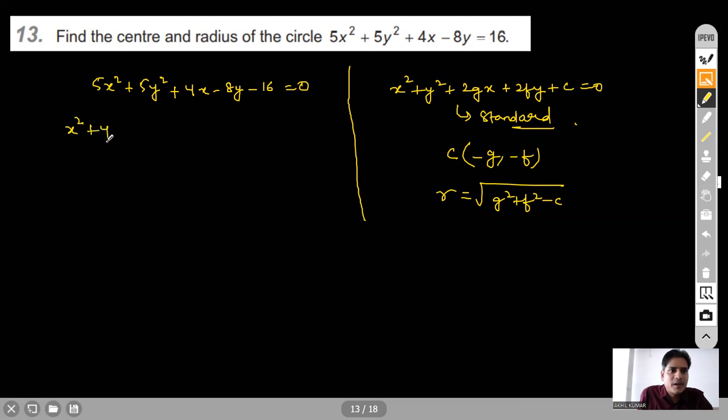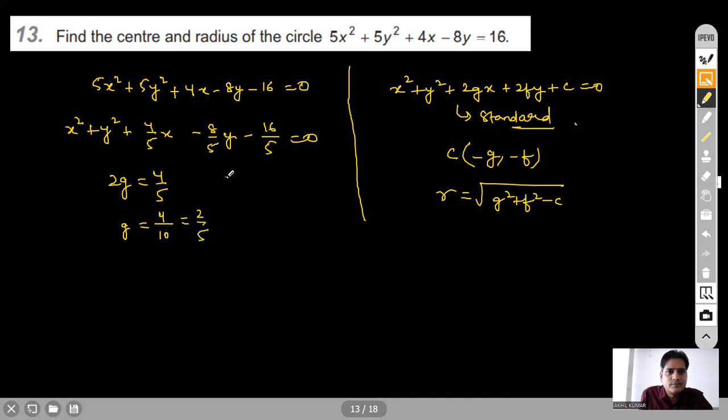So I get x square plus y square plus 4 upon 5x minus 8 upon 5y minus 16 upon 5 equals 0. Now here, 2g is equal to 4 by 5, so g is equal to 4 upon 10, that is nothing but 2 upon 5. And 2f is equal to minus 8 upon 5, so f is equal to minus 8 upon 10, that is minus 4 upon 5.